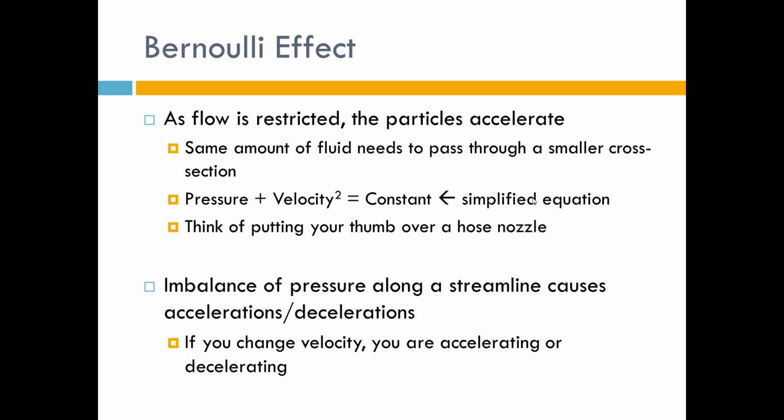So the simplified equation: there are a few more terms and variables, but in simplified form, the Bernoulli equation is a pressure term plus a velocity squared term is equal to a constant. So pressure plus velocity squared equals a constant. If one of those terms changes, if pressure goes up, the velocity has to go down to maintain that constant, and vice versa. If pressure goes down, velocity has to go up to maintain that constant number.